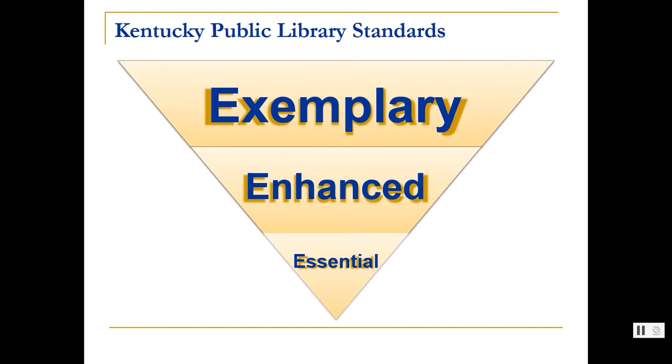The Standards Committee is made up of KDLA staff and public library directors. The purpose of the committee is to evaluate and revise the Kentucky Public Library standards. The committee also devises and implements an award system using the standards. There are 3 levels of achievement: essential, enhanced, and exemplary. Each level builds upon the previous.